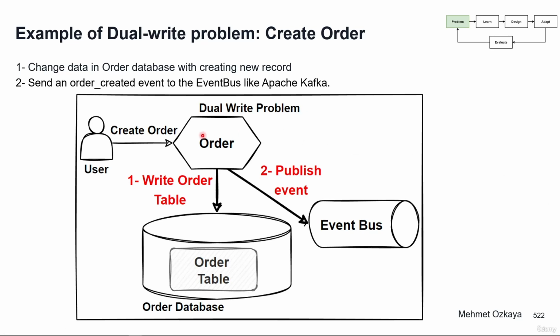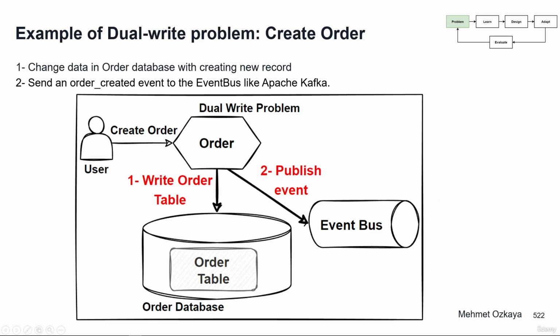As you can see in the image, we have an order microservice, and the client application sends a request, which is create order. In the order microservice we have two main operations. The first one is writing to the order table, which creates the order item in the database. After that, the order microservice is going to publish the create order event to the event bus in order to start the order fulfillment process and notify other microservices subscribing to the event, which could be inventory, shipment, and so on.